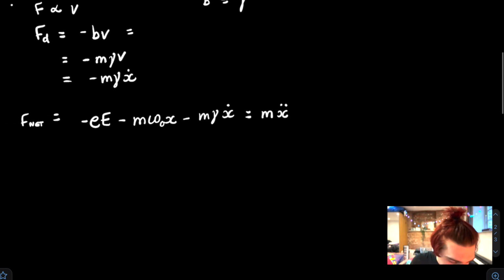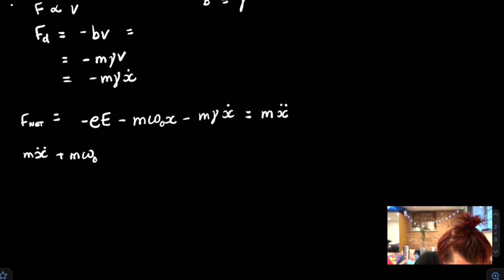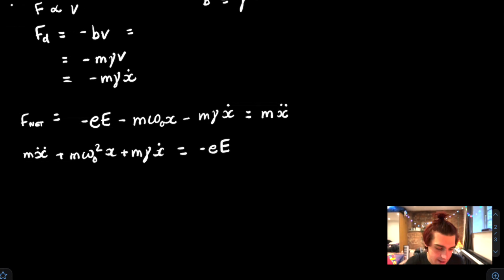Rearranging this equation, we get m x double dot plus m gamma x dot plus m omega naught squared x is equal to minus eE. We're just getting all of the terms with x on one side of the equation and all the terms without x on the other side. This is going to be very useful for the method I'm about to introduce, which is going to solve this differential equation.